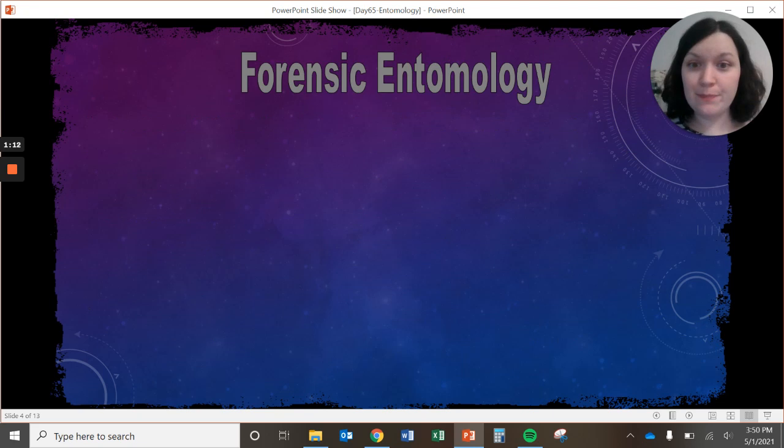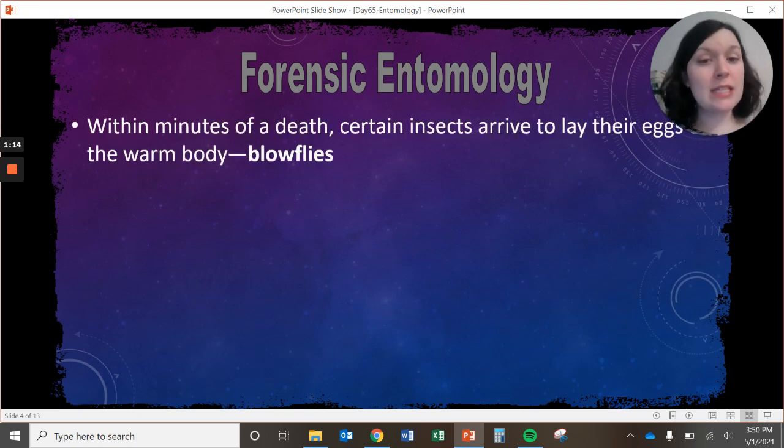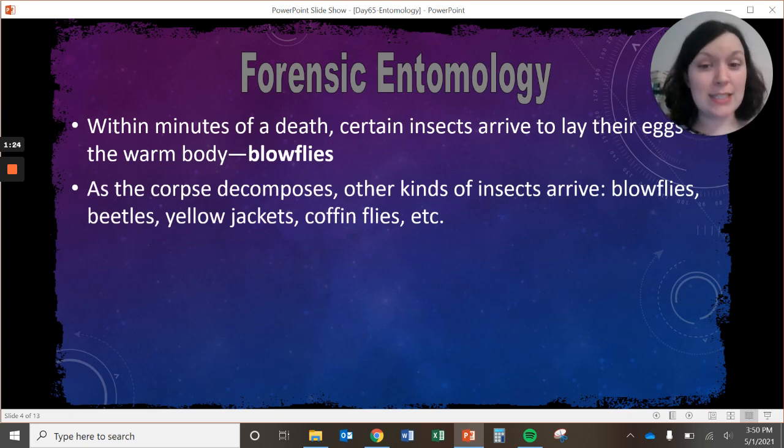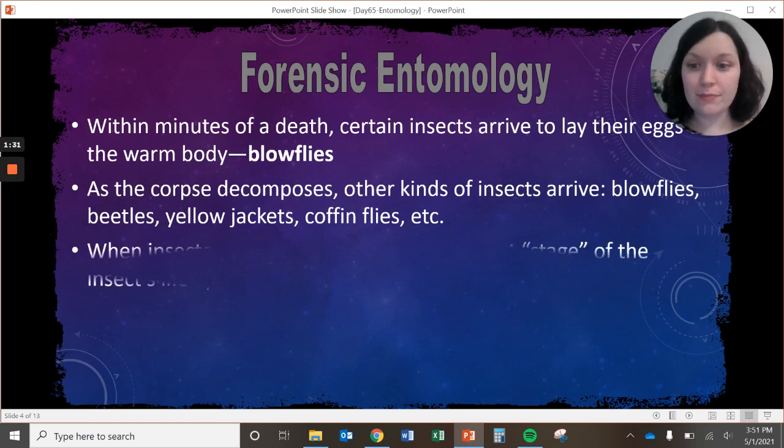And then they'll collect insect evidence from on, above, and below the victim's body to gain knowledge and to predict the time of death. Okay, so within minutes of death, certain insects arrive and lay their eggs on the warm body. This includes blowflies, which are the primary example that we will use in forensic entomology. But as the corpse decomposes, other insects will also arrive, such as beetles, yellow jackets, coffin flies, etc.